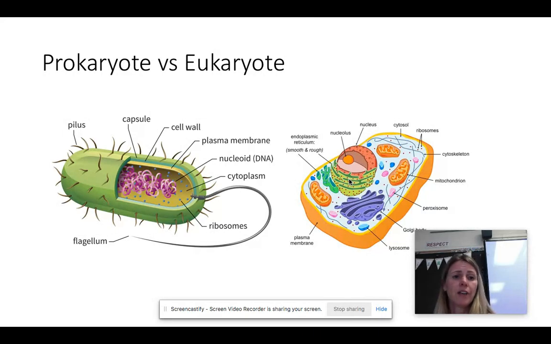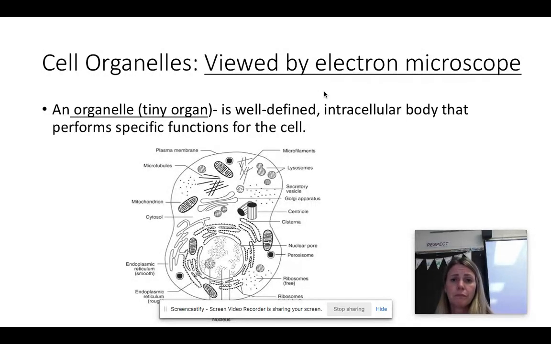We did this in class. We compared the prokaryote versus the eukaryote, and if you look at the complexity, you can definitely see that the eukaryotic cell, in this case an animal cell, is much more complex than a prokaryotic cell. The cell organelles that we've seen and taken pictures of are viewed with an electron microscope. Electron microscopes are much more powerful, and they allow us to see very, very tiny organelles that we would not be able to see with a compound microscope.